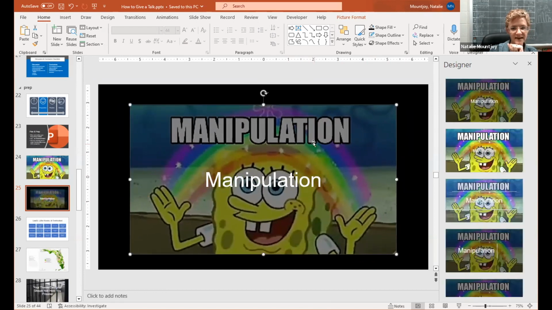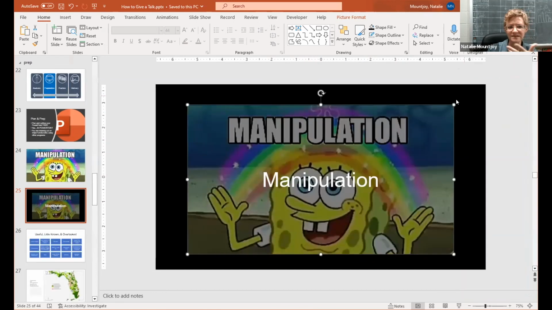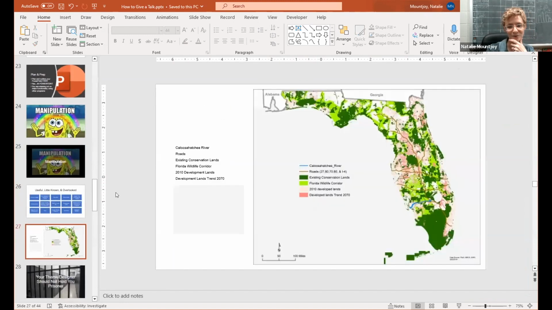You still move things around and edit it. So it's just a nice place to start. And it gives you basically ideas. Like this would look cool as a slide, or this would look cool as a slide. And then you can be the judge.